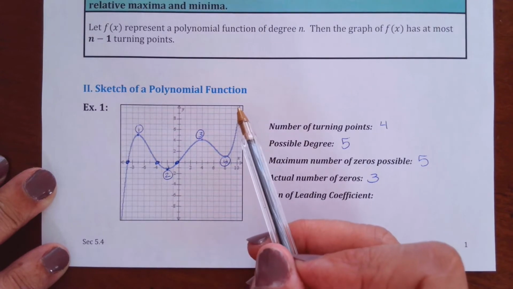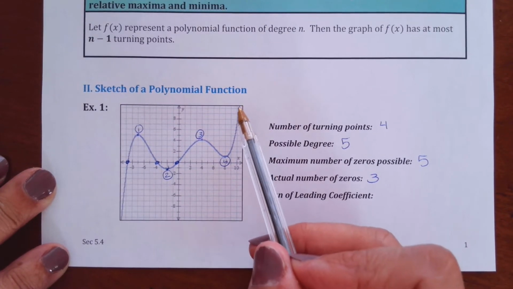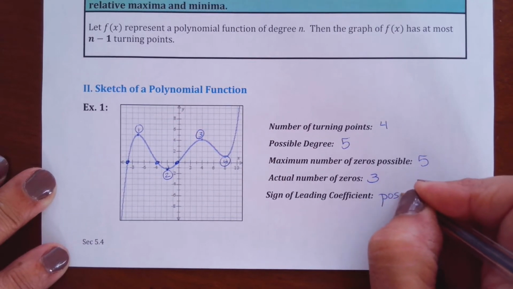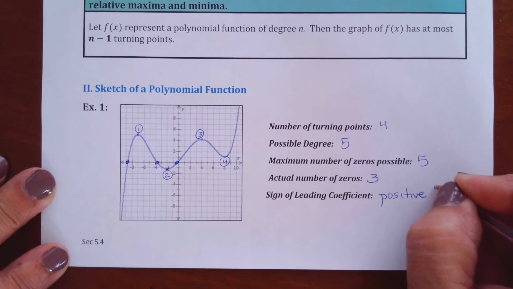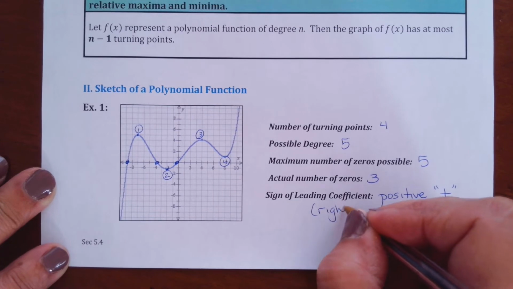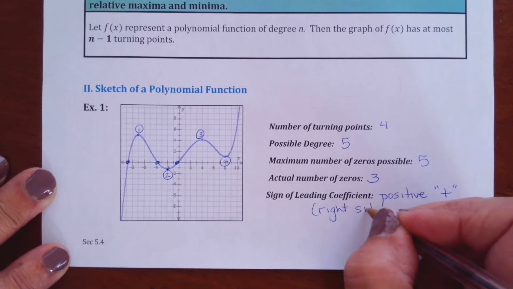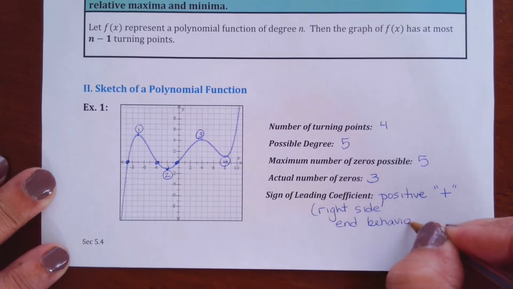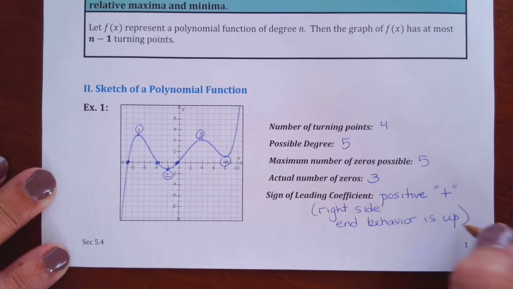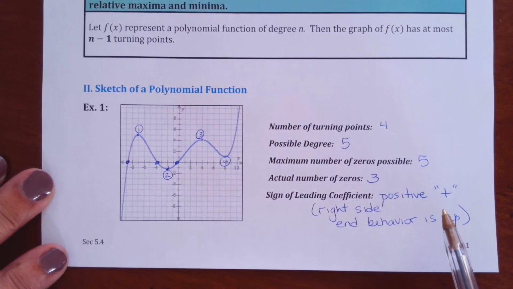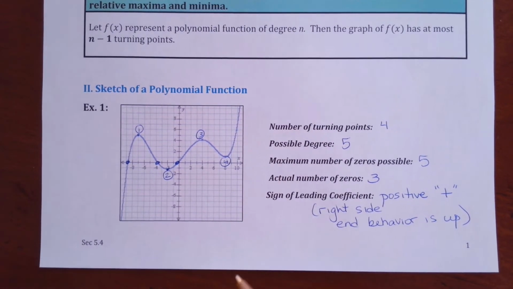All right, and then the last thing is the sign of the leading coefficient. So remember, anytime the right side of your graph is going up, that means the sign of your leading coefficient is going to be a positive number, right? It's going to be a plus sign. Okay, and that's because, I'll just put here, because the right side end behavior is up. Okay, so when the right side goes up, the leading coefficient has to be positive. Okay, so that was just so that you understand those definitions on that first page.